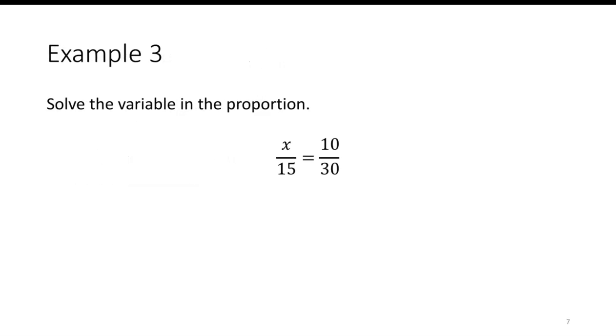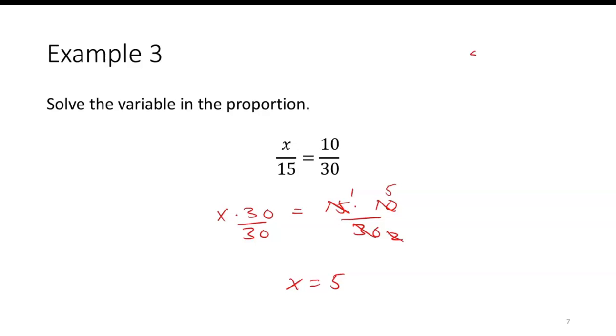So, for example, if I have this proportion that x over 15 is equal to 10 over 30, then cross products tells me that x times 30 is equal to 15 times 10. So to get x by itself, I would divide both sides by 30, and 15 goes into 30 twice, 2 goes into 10 5 times, so I end up with x is equal to 5.